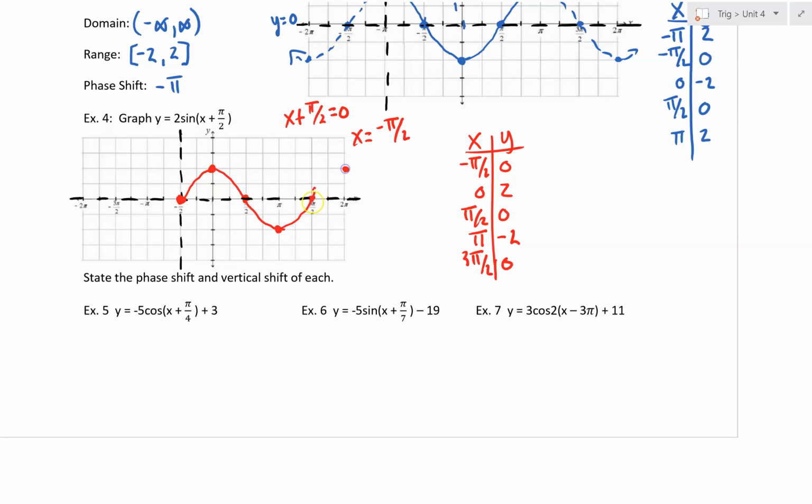And it should just finish out. So we would be doing something like this on this side. Over here, we'd have to go down, back up, back up. So this one's going to be doing something like this. And there's our picture, sine.